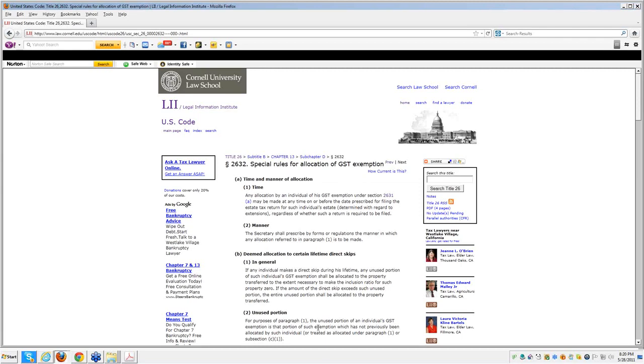Boy, you've got to put that in English. Well, it means that any unused portion of the donor's exemption, remember, you're the donor, shall be allocated to the property. In other words, you can allocate it to the property necessary to make the inclusion ratio for such property 0. So what that means is that the tax on the property goes to 0. There's no tax, if you use your exemption.